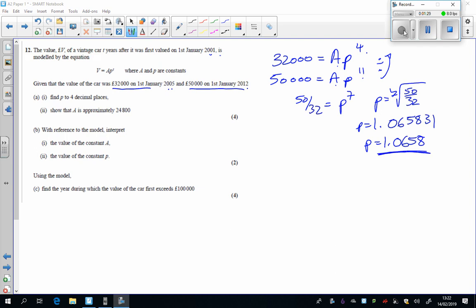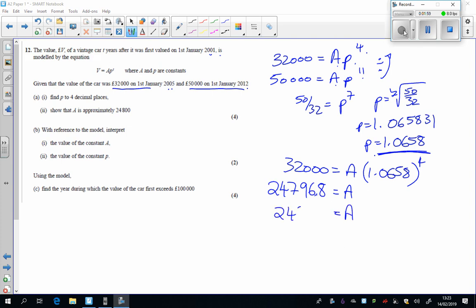For the a, we're now going to put this back into the equation here. So I've got 32,000 is equal to a times by 1.0658. That's still on your calculator. Let's leave that there to the power of 4 and divide both sides by that. I'd actually write down the answer I'm getting here, and then rounding it gives 24,800. This line here is important because it shows that you can't just put the answer here. You need to have some answer at that point that you've then rounded to get that.